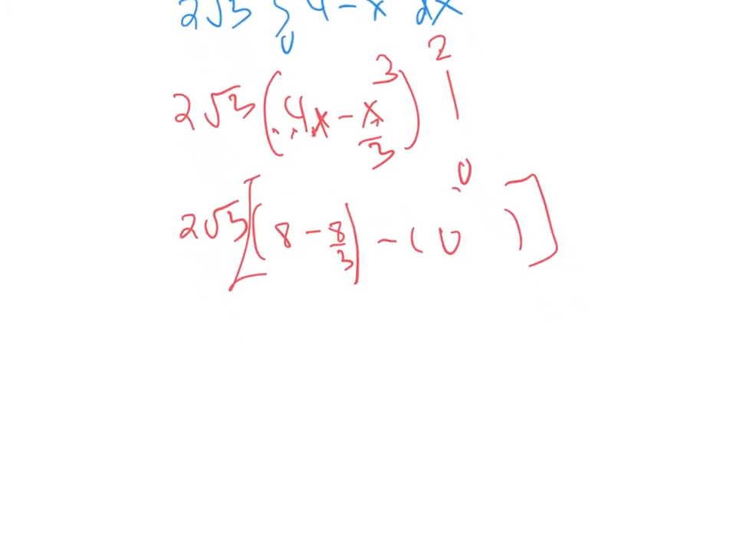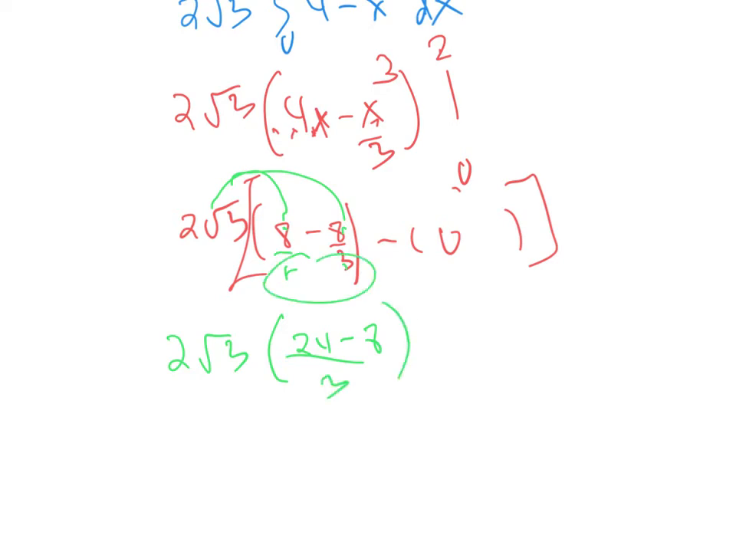I'm going to distribute the 2 square roots of 3 twice. Here goes. Or if you wanted to, you could just add those fractions together and leave 2 square roots of 3 and just say, well, what is 8 minus 8 thirds? That would be, put a 1 there. That's 24 minus the 8 all over the 3. Yeah, I kind of like that. That turns into 2 square roots of 3 times 16 thirds.